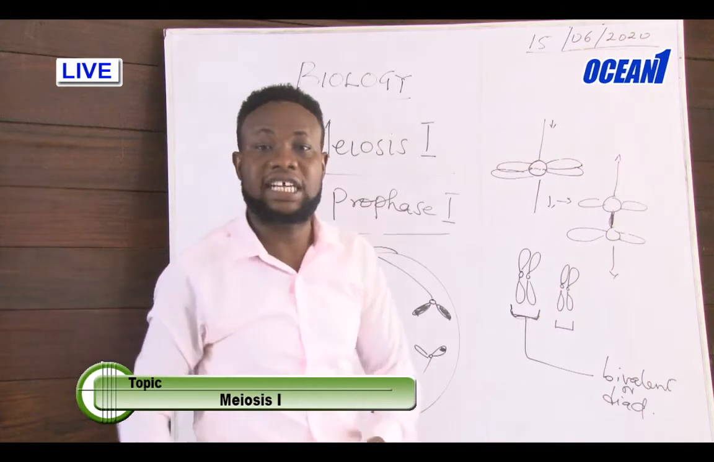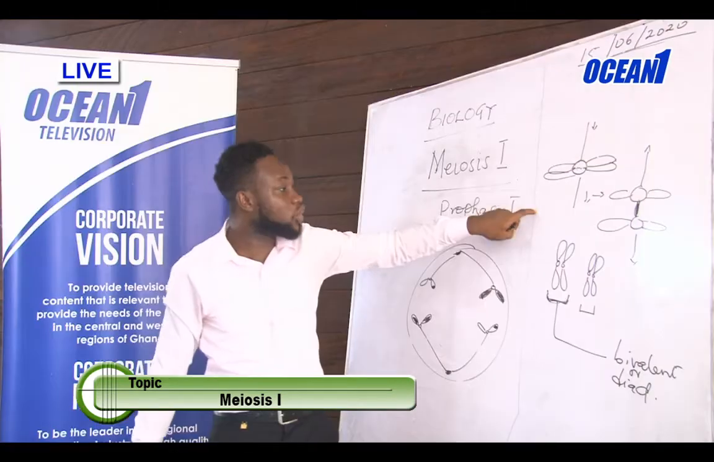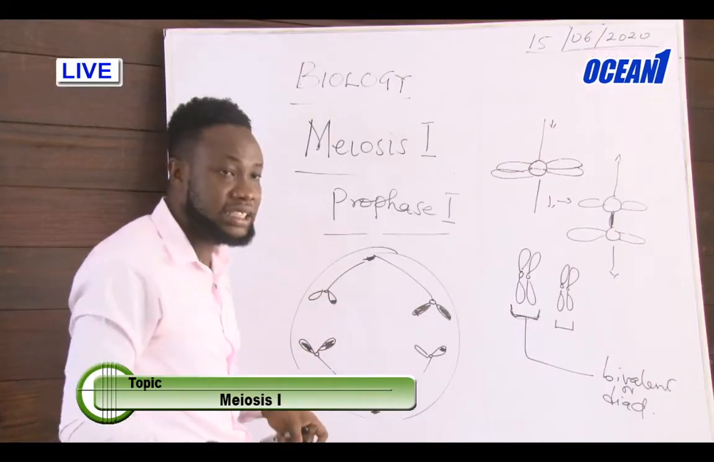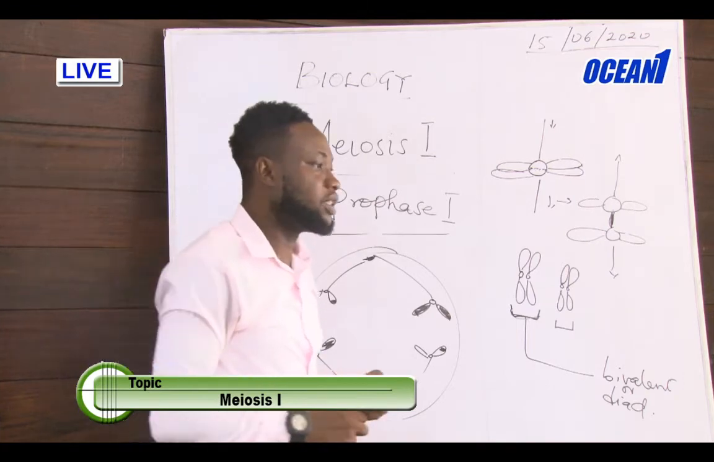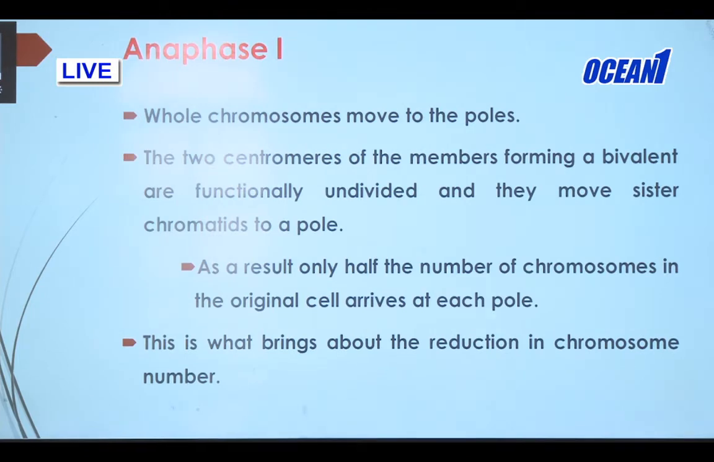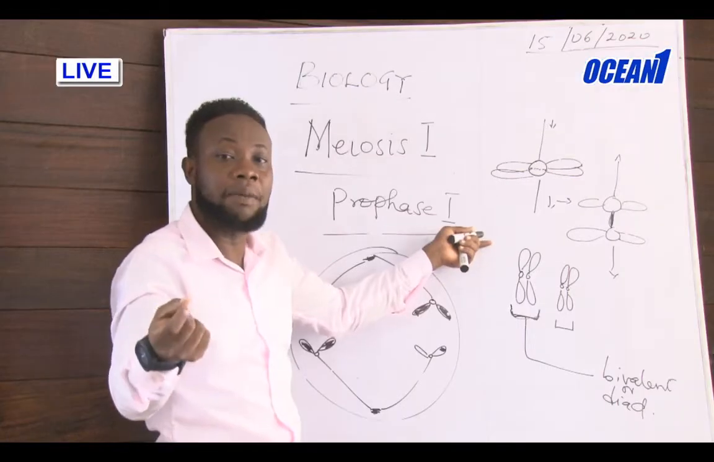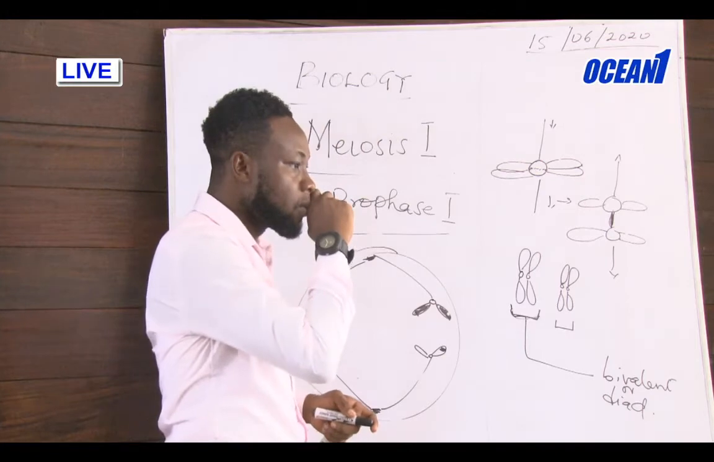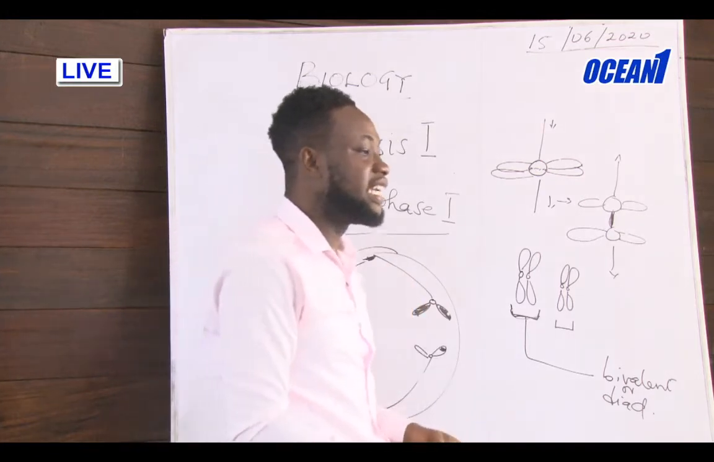So if they ask you in which phase we have the interzonal spindle fiber, it is actually the anaphase of mitosis, because in the anaphase of meiosis, that does not happen. We said that the two centromeres of the members forming a bivalent are functionally undivided and they move the sister chromatids to a pole. As a result, only half the number of chromosomes in the original cell arrives at each pole. So each of the chromosomes or chromatids arriving at each pole will only have a haploid number, whereas in the case of mitosis, they would have the diploid number, the number of chromosomes which was present in the parental cell. This is what brings about the reduction in chromosome number.